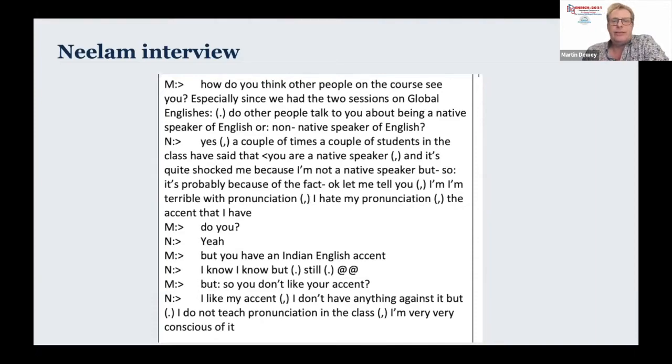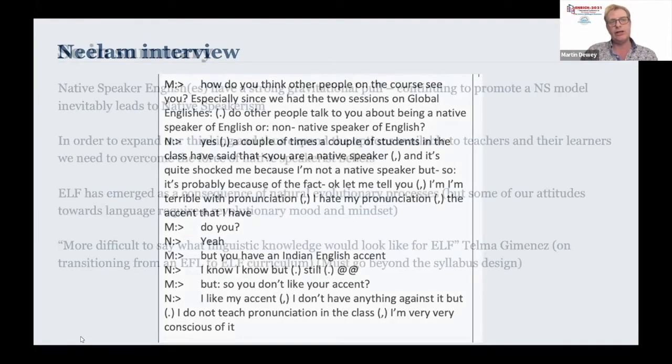To not describe herself as a native speaker. And this relates quite strongly to her orientation to the way she speaks in the language classroom. So she talks about not liking her pronunciation, not wanting to use her own pronunciation as a classroom model. Okay. So she talks about liking her accent, being happy that she has an Indian English accent, but not being willing to say that that's the way I'm going to model English in the classroom.